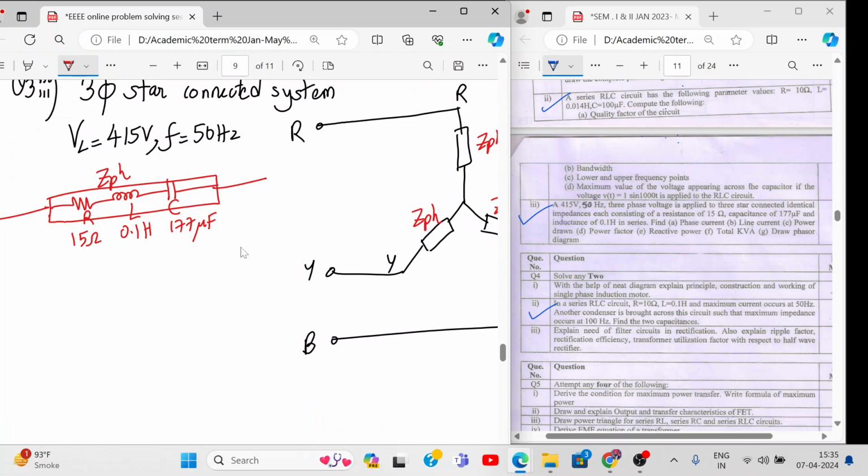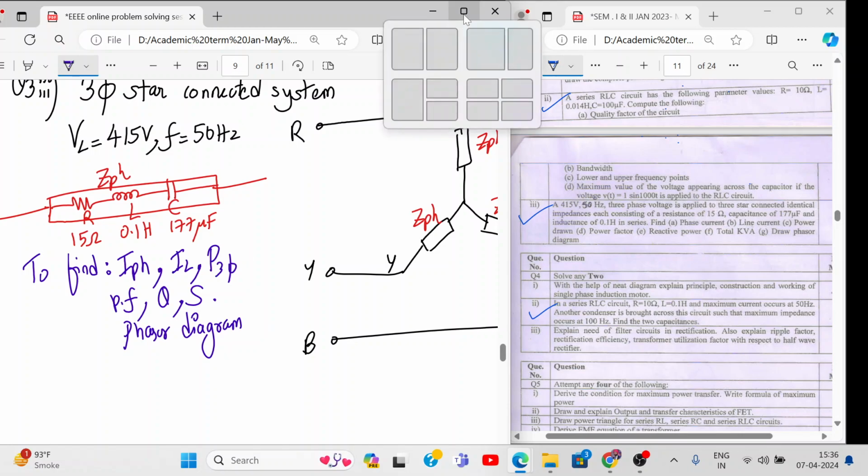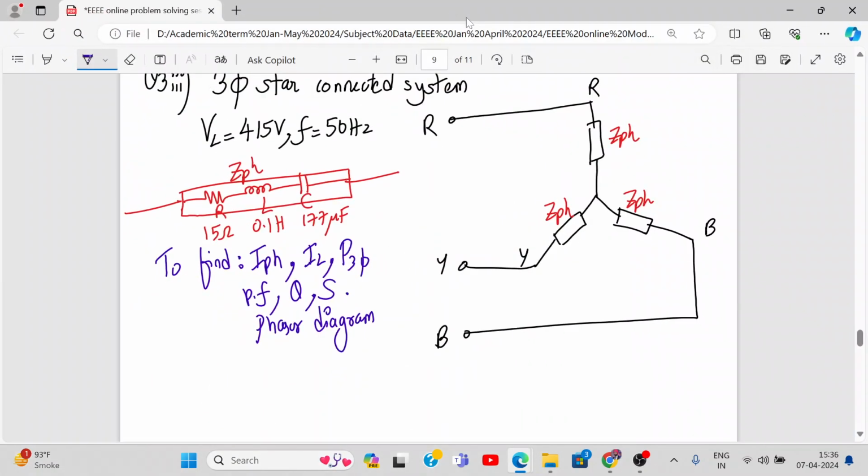Now what we need to find out, I write in blue: first phase current I phase, then line current IL, power drawn, power of three phase, power factor, reactive power Q, total kVA S, and the phasor diagram. We might do the phasor diagram some other time, maybe next time, but at least we will solve the numerical. This is the given picture to you.